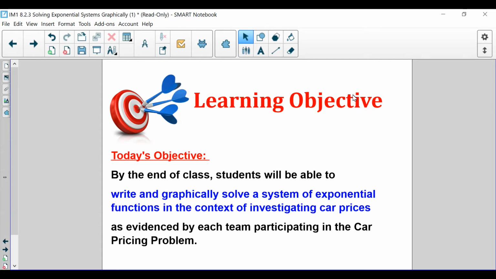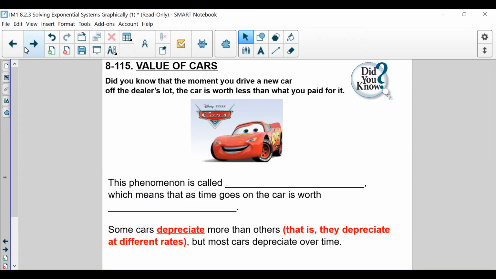Hi everyone, this is Miss Tom with a lesson about solving exponential systems graphically. We're going to be investigating car prices. So let's talk about cars. I know you guys all eventually probably want a car in the future. And did you know that the moment that you drive a new car off the dealer's lot, the car is worth less than what you paid for?